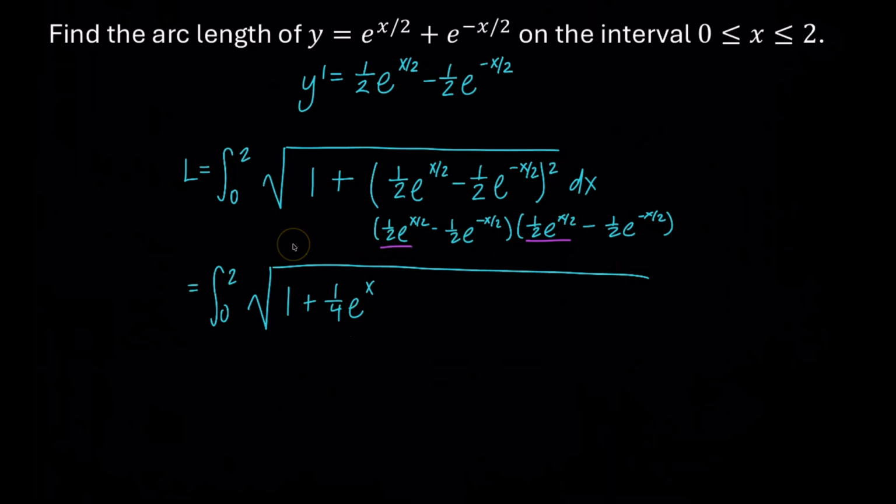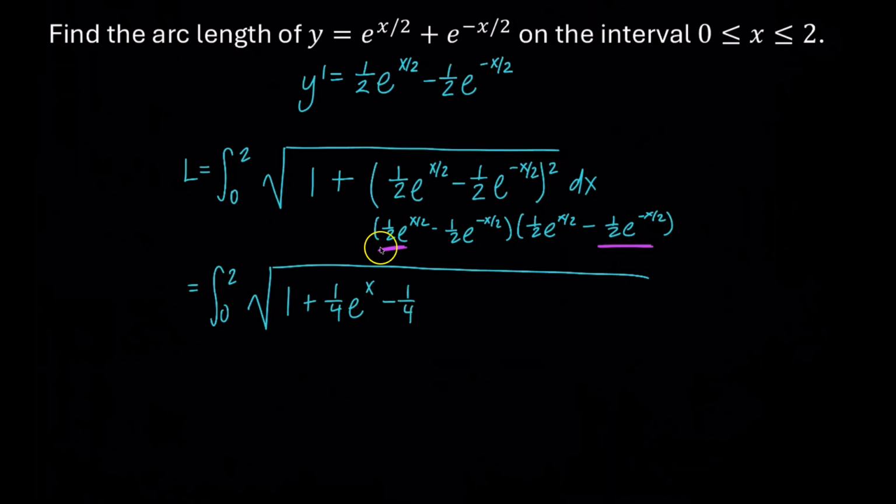Then what we're going to do is multiply outer and inner, right? So we're going to multiply the outer terms together, and those happen to be the same as the inner terms, right? So we have 1/2 and negative 1/2, that's a negative 1/4.